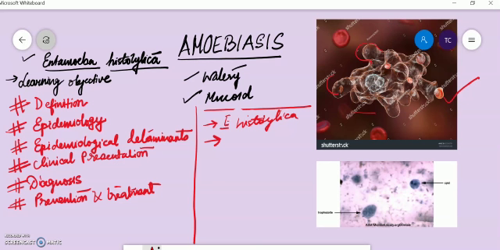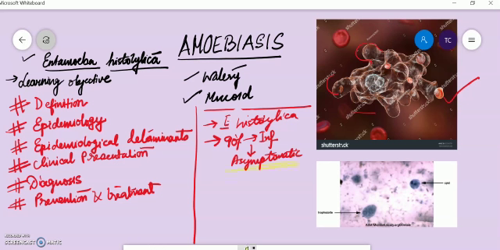Now, here is an important point that is very important to know. 90% of this infection is asymptomatic. Asymptomatic. I will highlight the point.